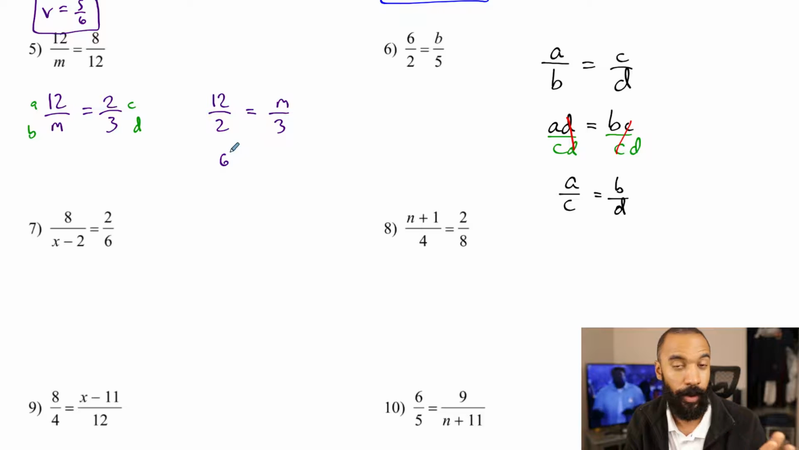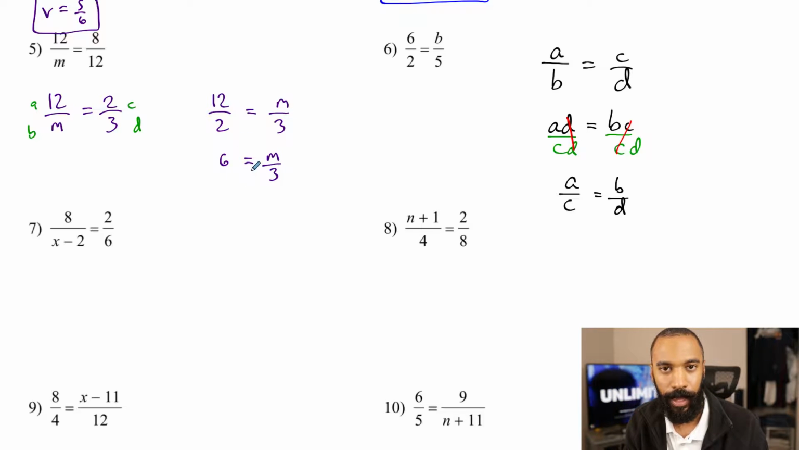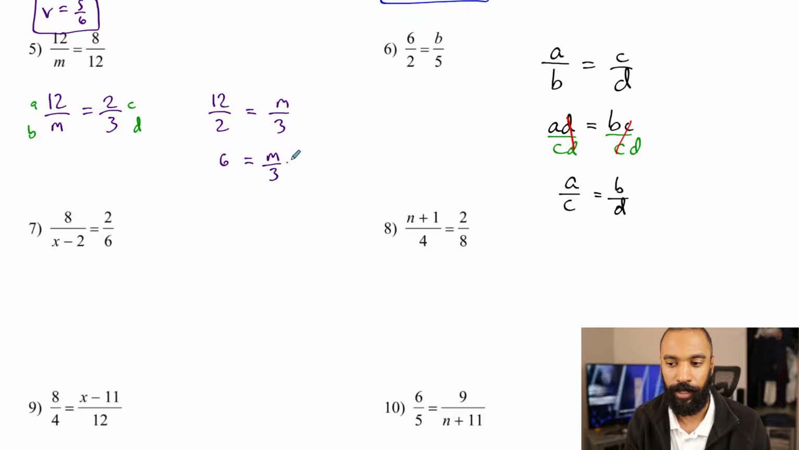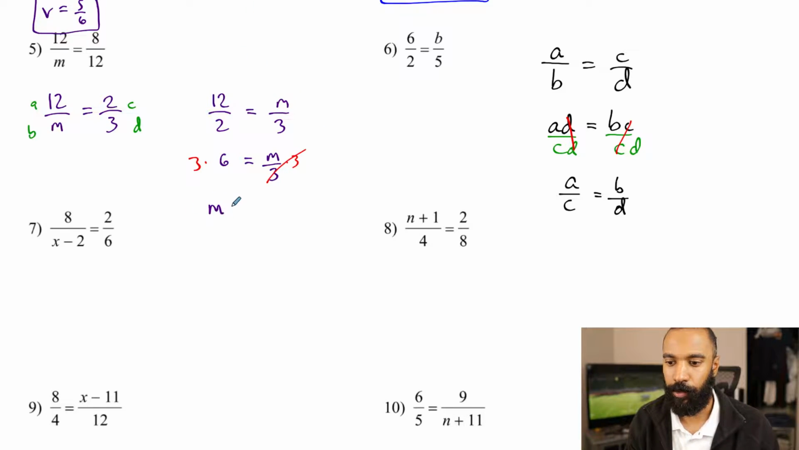Same kind of way. You know what? I'm just going to leave it as 6, because I want you to try this in different ways. Equals m over 3. And I multiply both sides by 3 from there. You know what I mean? Because m divided by a number is 6, that number must have been 3 times larger. So you'll get m equals 18.